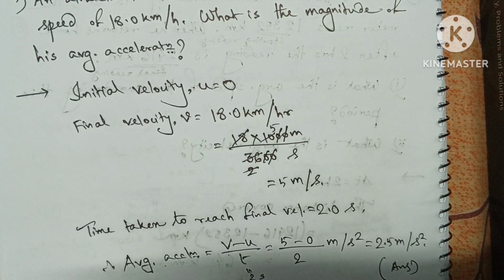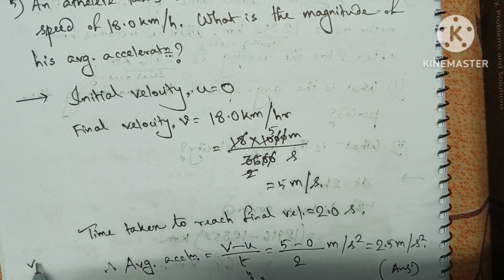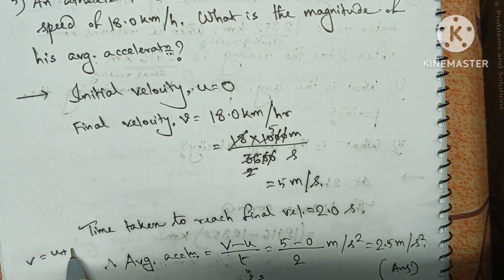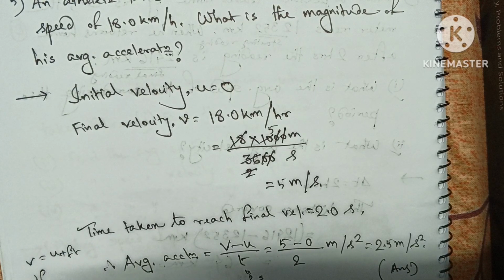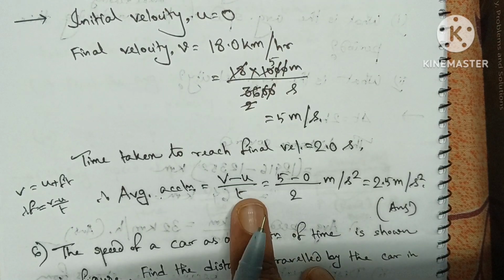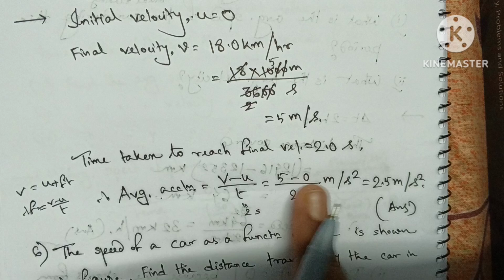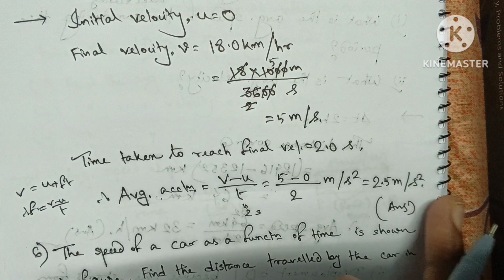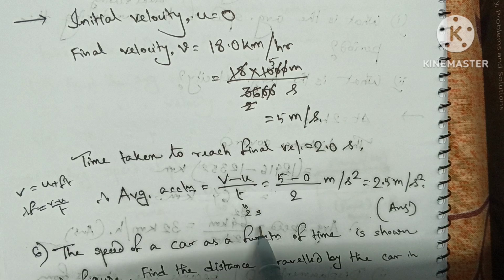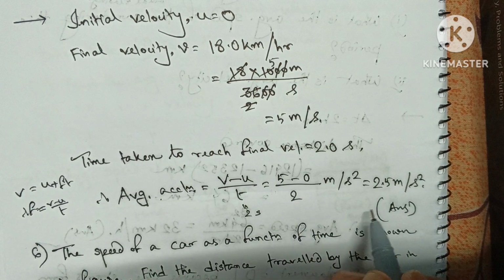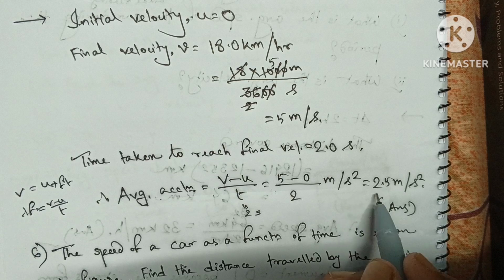Now time taken to reach final velocity is equal to 2 seconds. Now we know v is equal to u plus ft. Therefore, f is equal to v minus u by t. Here f is average acceleration, which is equal to v minus u by t, is equal to 5 minus 0 over 2 meter per second square, is equal to 2.5 meter per second square. Here t is equal to 2 seconds, so we have put that here and get this as acceleration.